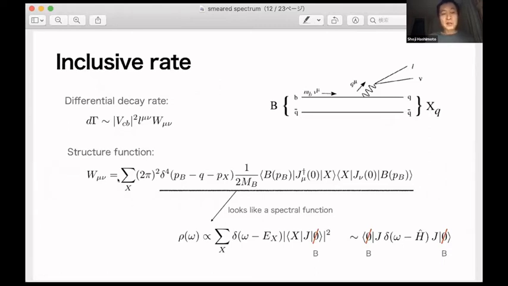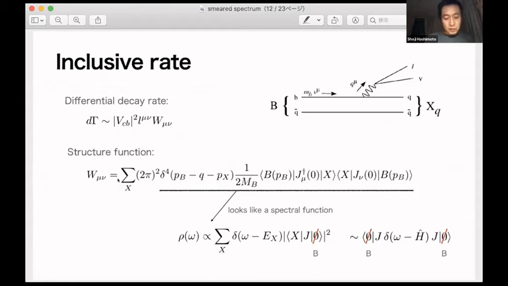But you can do the same thing considering the inclusive rate, because the experimentalists can actually measure the inclusive rate. Here, inclusive means you measure all possible final states and sum up all of them to extract Vcb.